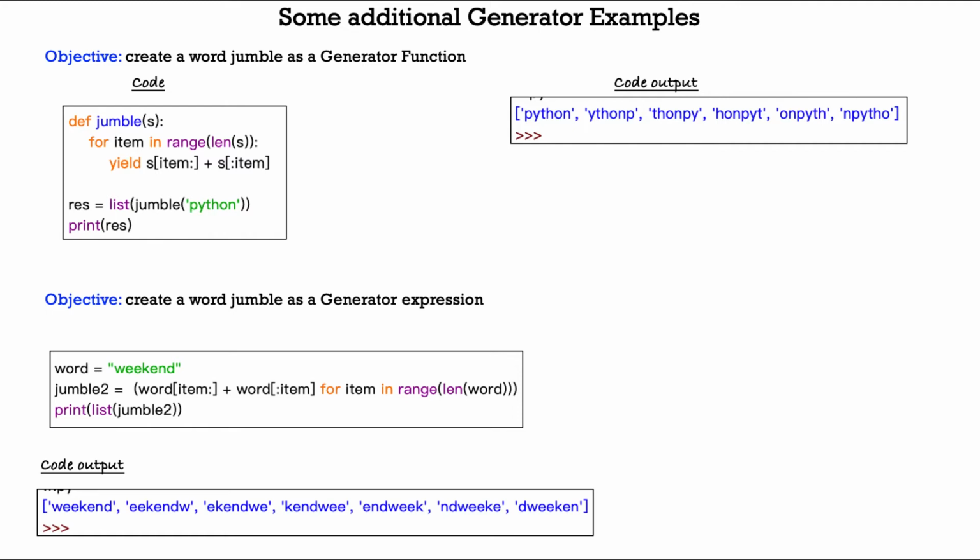We're going to do this first using a generator function, and then we'll contrast that and show you how to do it using a generator expression. Okay, upper left-hand corner, we define a function called jumble. It has one parameter, s.